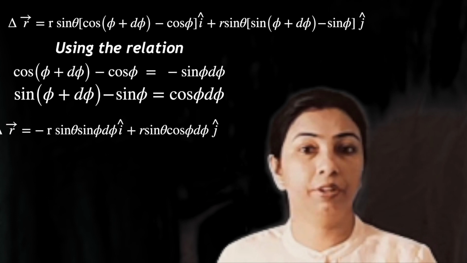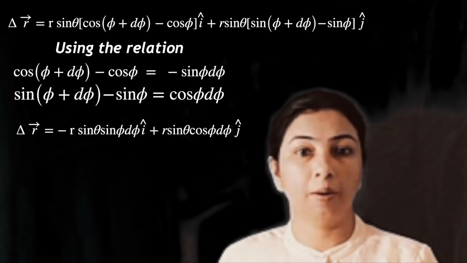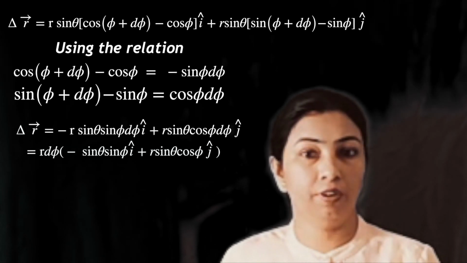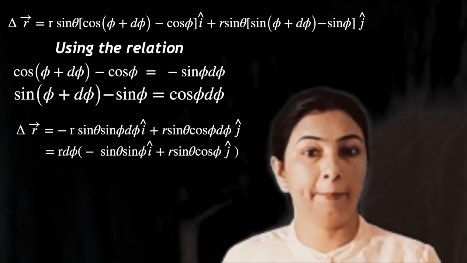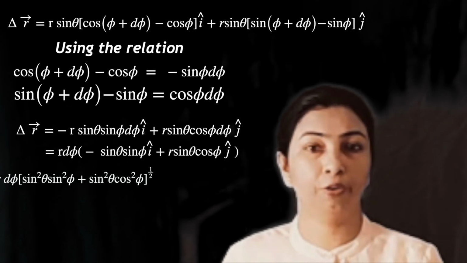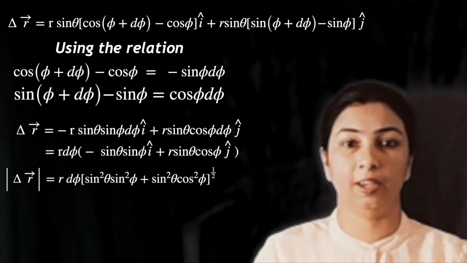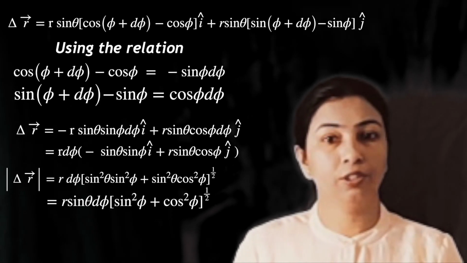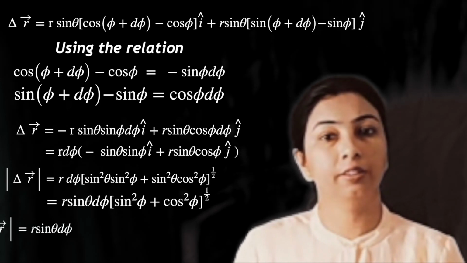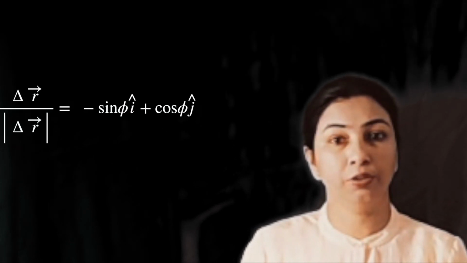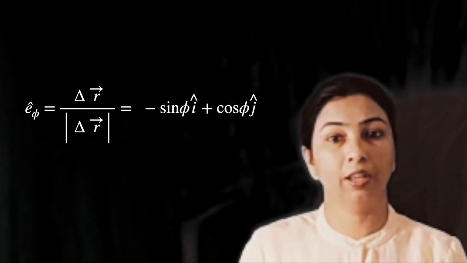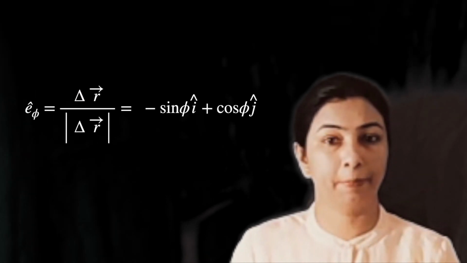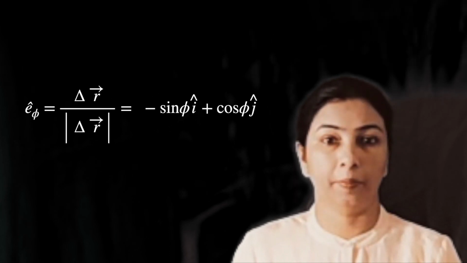Delta r becomes equal to −r sin theta sin phi d phi i cap plus r sin theta cos phi d phi j cap, and we solve for its magnitude. The magnitude gives the value r sin theta d phi, so e_phi cap equals delta r divided by its magnitude, which gives −sin phi i cap plus cos phi j cap.